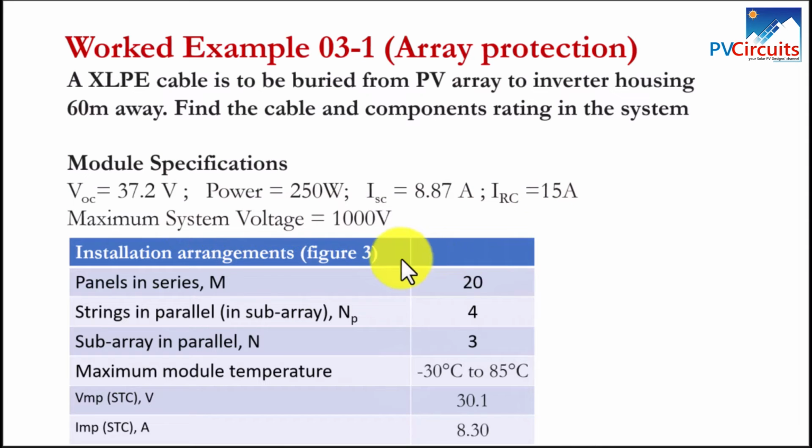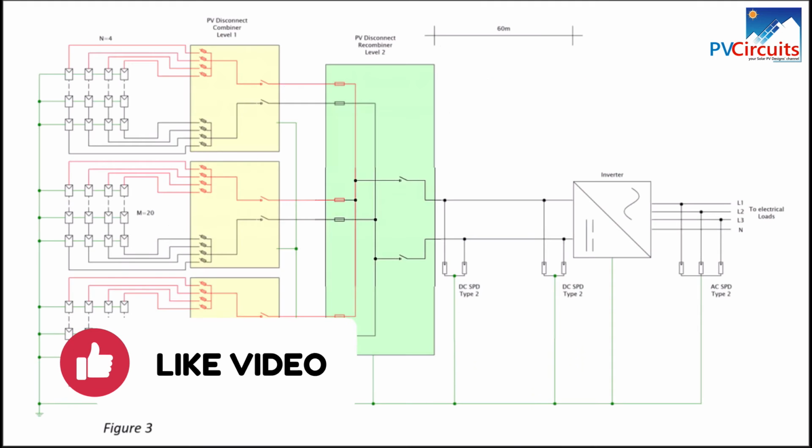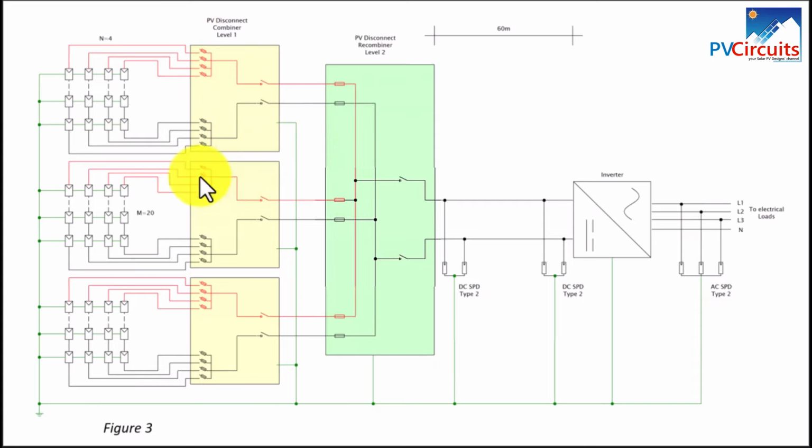We are provided in the arrangements, which you will see in figure 3, that the modules in series per string is 20, the strings in parallel in a subarray is 4, and the number of subarrays is 3. So with those parameters, let us look at figure 3 so that we can comprehend further. This is the figure, and we see the 3 subarrays: this one, the second, and the third. The number of strings in parallel per subarray is 1, 2, 3, 4.